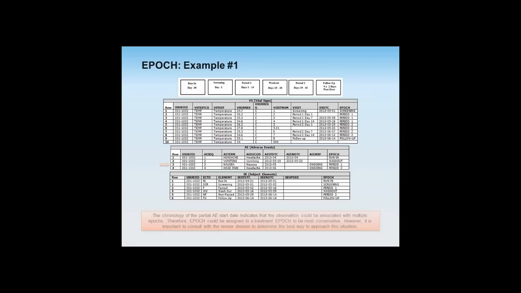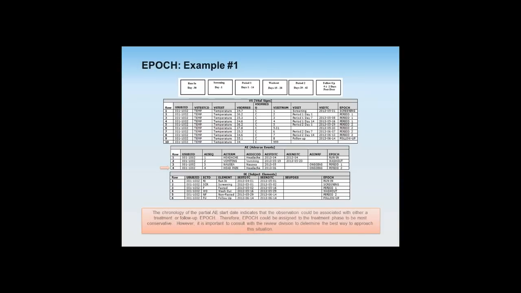This one occurred in May. And looking again at the SE domain, May of 2013 spans multiple elements: actually run-in, screening, period 1, and even washout, and a little bit of period 2. So we've decided to assign an epic as period 1 because, again, from our recommendations, if you're unsure if it occurred during a treatment and a non-treatment epic, we've decided to be conservative and make it treatment. And again, that one's open for discussion still.